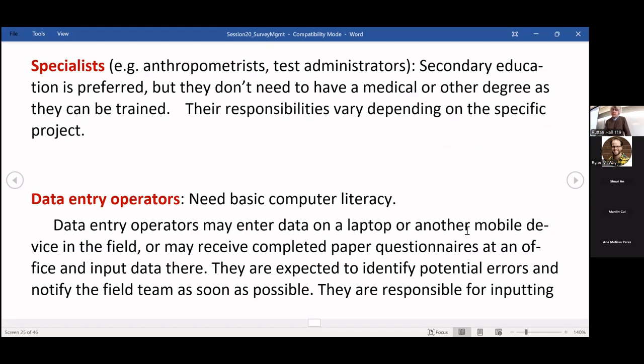Okay, and then there might be some specialized people. Anthropometrists are people who get the height and weight of children and maybe of adults using special measuring equipment and things like this. I do a lot of education surveys, so sometimes we have specially trained people who are going to give tests in the schools, who are different from interviewers. They don't have to be highly trained people. In fact, you probably will be training them, but they need to have at least a secondary education. And then if you have paper questionnaires that are going to be entered by some data entry operators, then that's another set of people that you'll need. And again, they should have some experience with data entry and so forth.